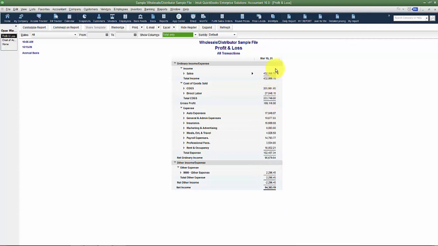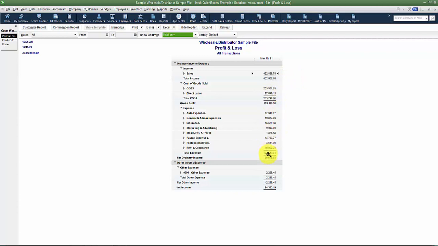Okay, so when we're going down and deciding if this is the right setup for us, right, what we want to do is make sure that it's material. Material high level buckets. If we had a bucket here that had $25 in it, it probably should be stuck under something else, right? So let's pretend auto expenses was only $300 for the entire year. Probably not worth our time paying attention to why our auto expenses went up or down, right? $300 out of $400,000 in sales, we're not going to make or break the bank with that. Okay, so you want to make sure that it's material buckets first.